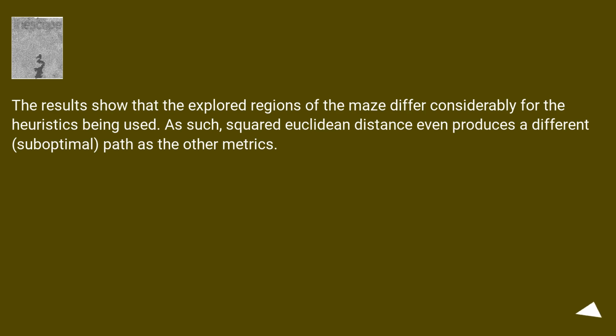The results show that the explored regions of the maze differ considerably for the heuristics being used. As such, squared Euclidean distance even produces a different, suboptimal path compared to the other metrics.